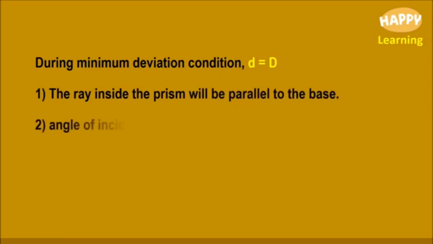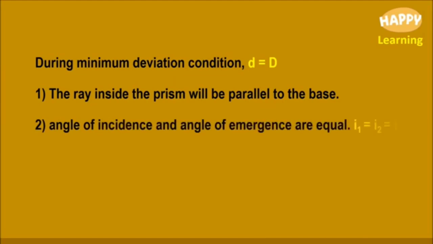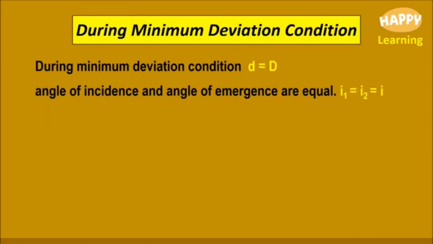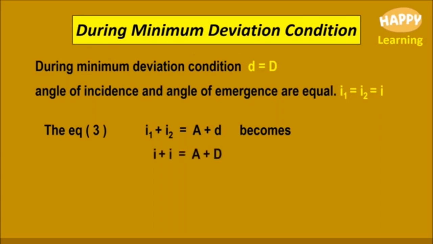Angle of incidence and angle of emergence will be equal. So, I1 is equal to I2 and let it be equal to I. The two refracting angles are also equal. R1 is equal to R2. Let it be equal to R. During minimum deviation condition, the equation 3, I1 plus I2 is equal to A plus D, becomes I plus I is equal to A plus D, and hence 2I is equal to A plus D, or we can write I equal to A plus D by 2. Let it be equation number 6.